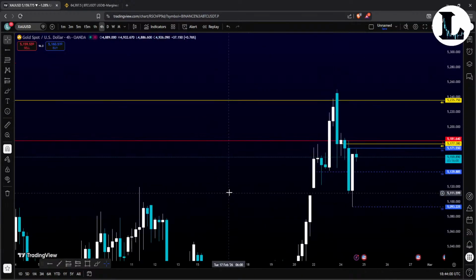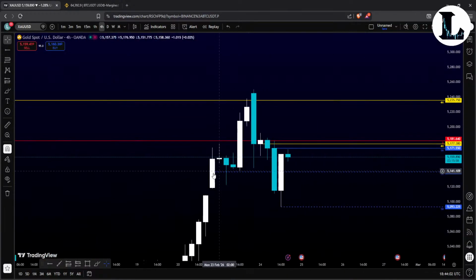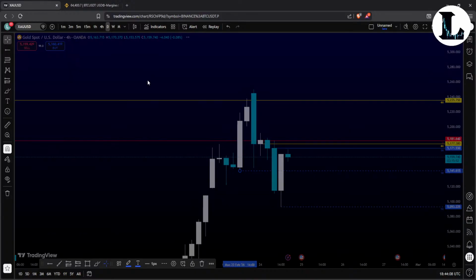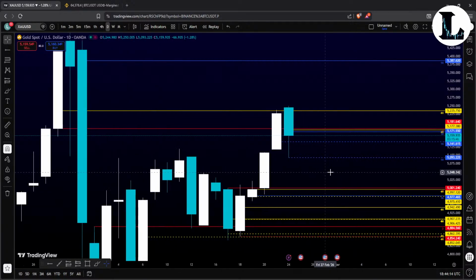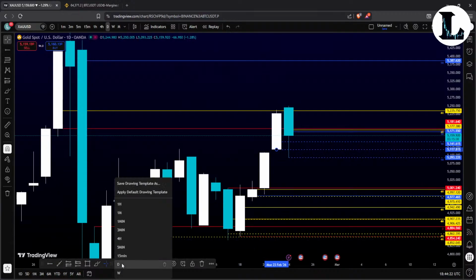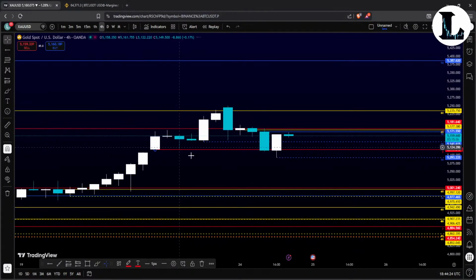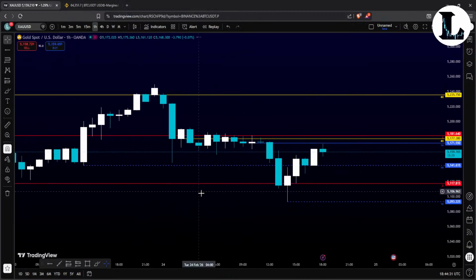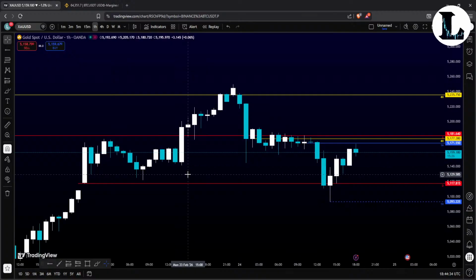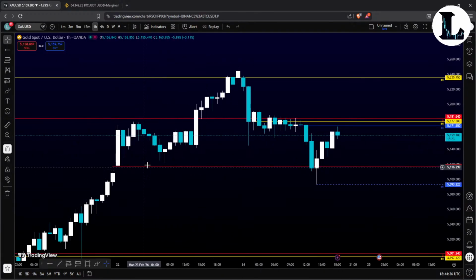Nah, I don't like that, because we have the 4 break here. Let me just mark this daily as a possible rejection. Okay, this can actually hold the price. Delete this one. So this can actually hold the price, guys.